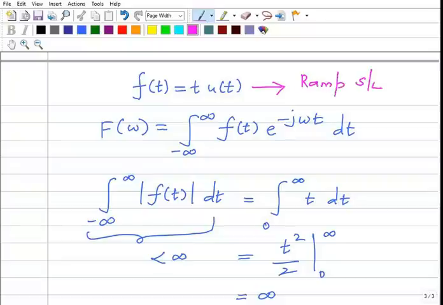So three things we discussed: the forward Fourier transform, the inverse Fourier transform, and then the sufficient condition for Fourier transform, which is called absolutely integrable.